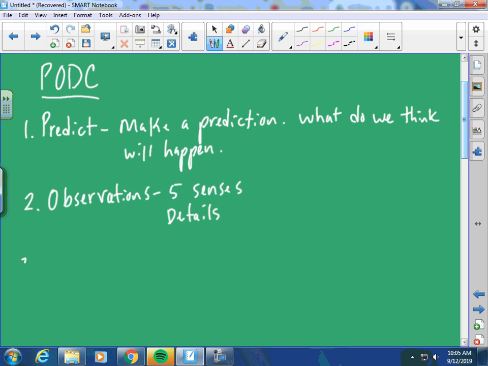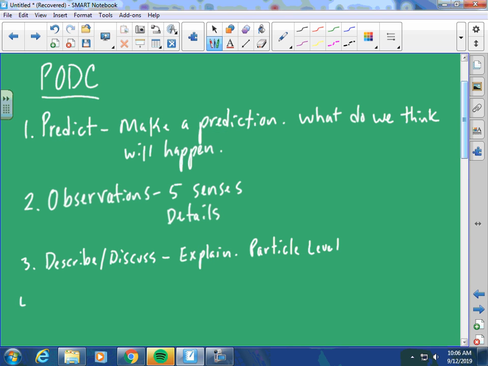What is the third thing? Describe and discuss. And really what we're doing when we're trying to describe is we're trying to explain what's going on. And being chemistry, which is the study of the composition of matter, we're thinking particle level for these explanations, just like these models that we're working on right now. Discuss is pretty self-explanatory. We talk about it. We share our ideas with each other.